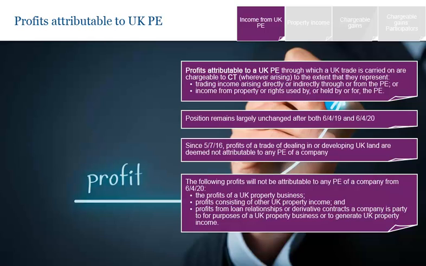From 6 April 2020, this priority rule will be extended to the profits of a UK property business, profits consisting of other UK property income, and profits from loan relationships or derivative contracts that a company is party to for the purposes of its UK property business, or for the purposes of enabling it to generate other UK property income. So none of these income types can be attributed to a UK PE after 6 April 2020, and they must be taxed where appropriate under the rules covered in the next slide.